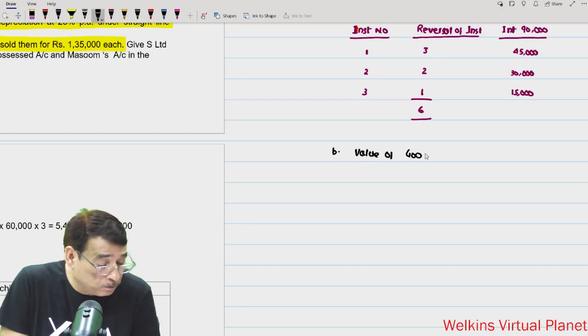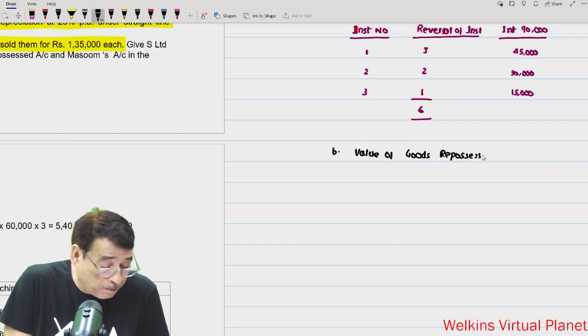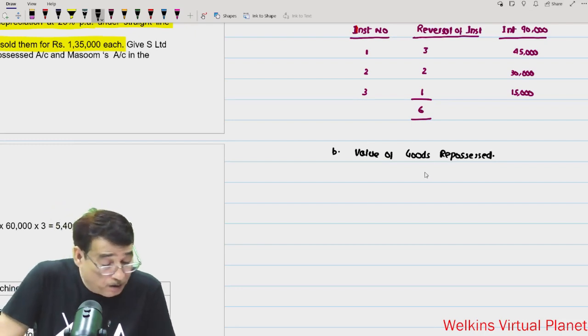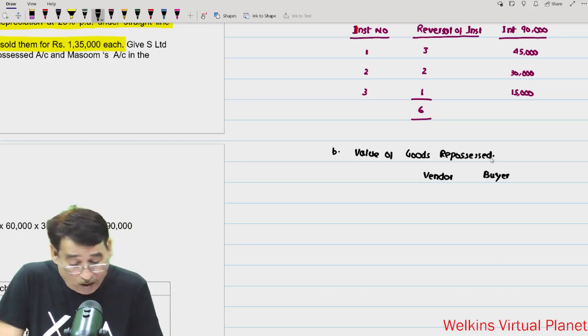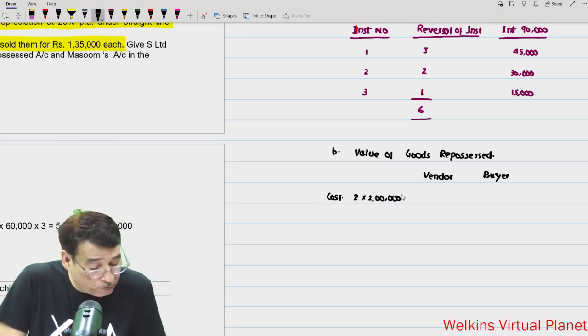value of goods repossessed. Whenever you are going to compute the value of the goods repossessed, it is very important for you to keep in mind the date on which default has taken place. Correct? Of course, vendor, buyer. Now we will write here, because 2 items out of 3 have been repossessed this time, cost will be equal to 2 into 2 lakh, that is equal to 4 lakh.